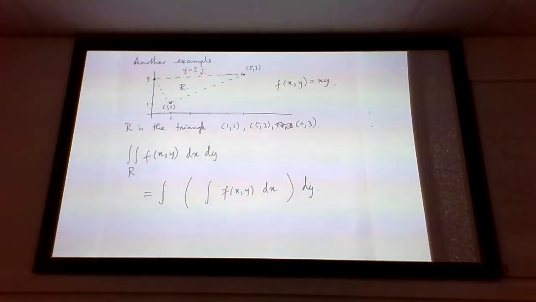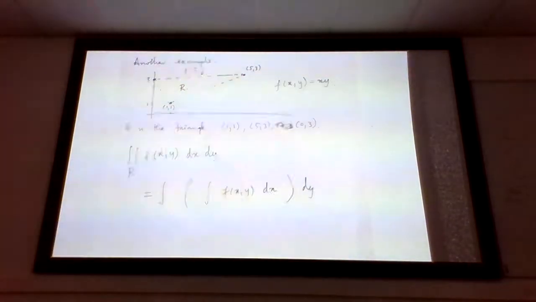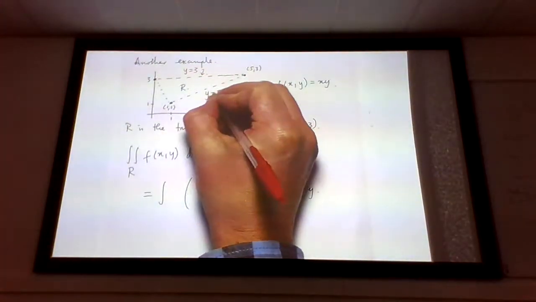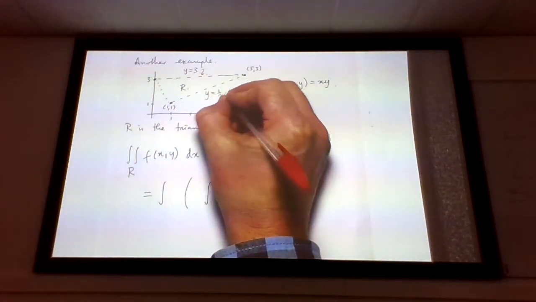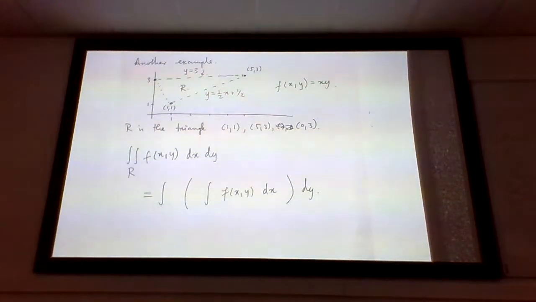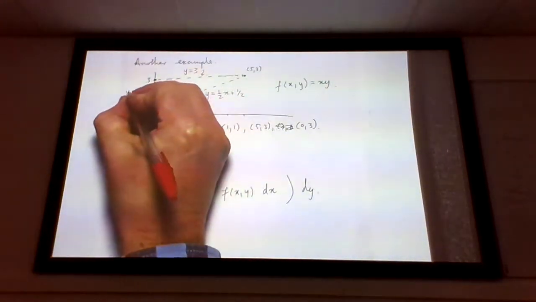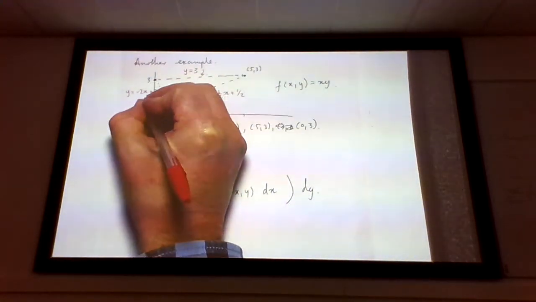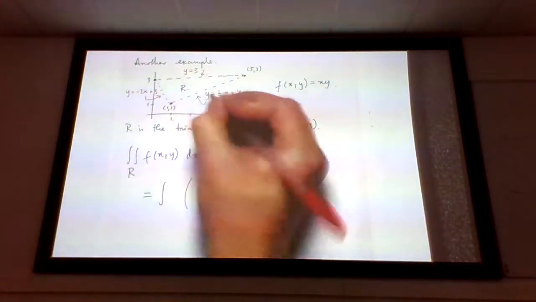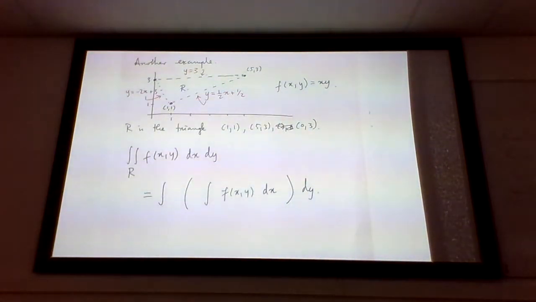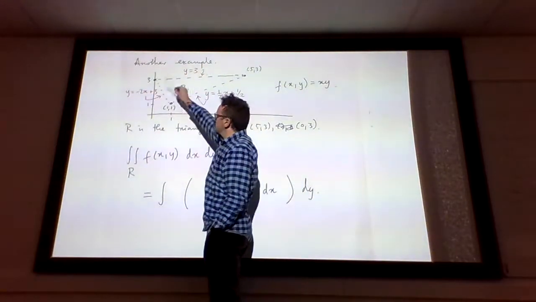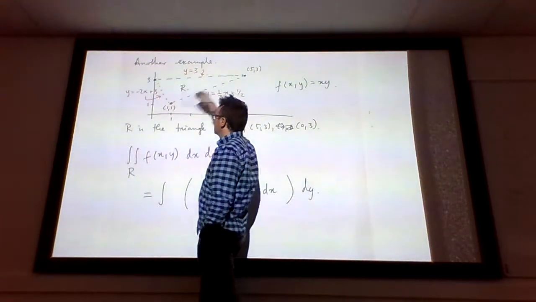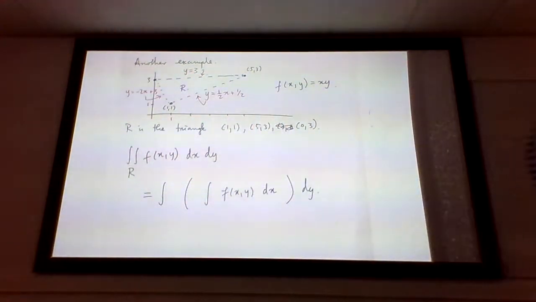The other lines are a little more awkward to deal with, but you've got two points, and if you've got two points, you can always get the equation of a line. This line is y equals a half x plus a half. And this line over here is y equals minus 2x plus 3. So by considering the straight lines between the points, we get these functional relationships between x and y, which completely describe the boundary lines.